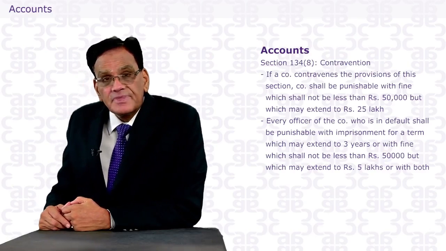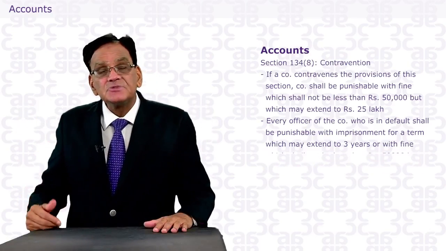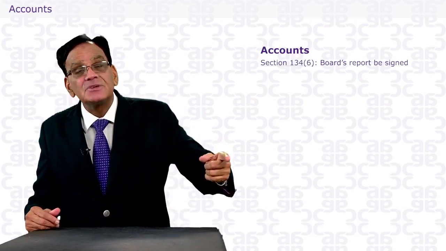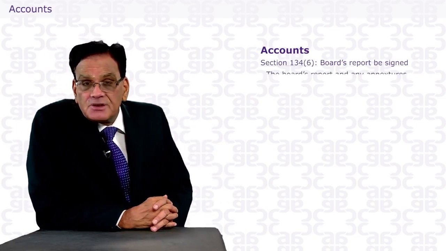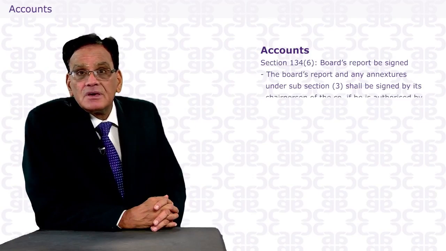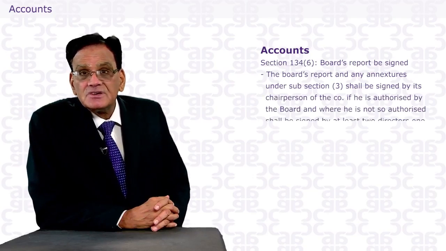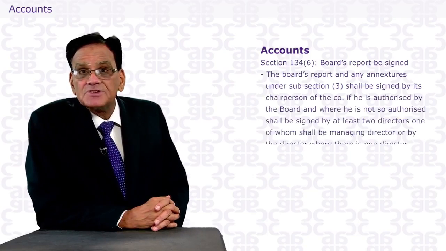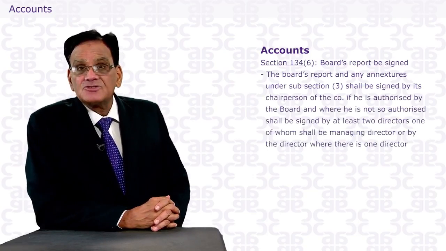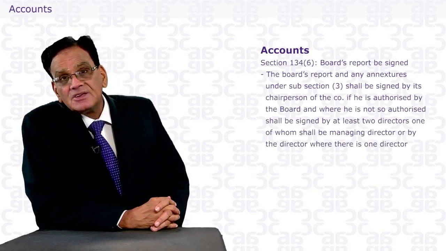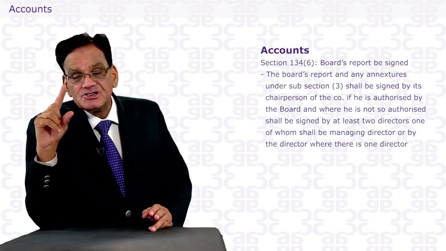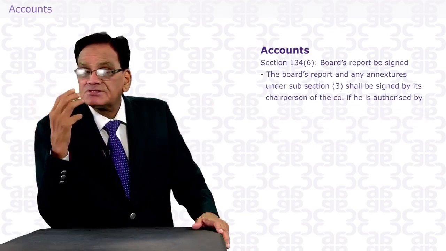Then further, after the director's responsibility statement, the board report will be signed. We have seen the financial statement will be signed; here the board report will be signed by the chairman of the board, or if he is not authorized, then by two directors, and one of them shall be the managing director. And if there is only one director, he will sign. So the board report will be signed by the chairperson if he has been authorized. Otherwise, this is a contravention.